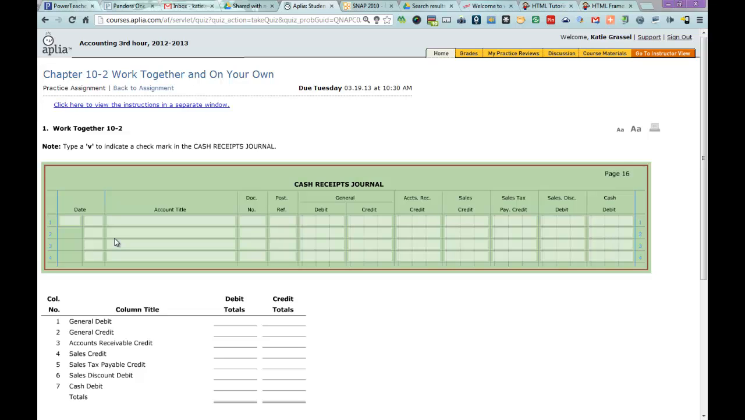So we have accounts receivable credit column. We don't have a debit column because we would not use this cash receipts journal if we were going to be debiting accounts receivable. We do have a sales credit column. We do have a sales tax payable credit column. And we also have a sales discount debit column. Now, sales is a revenue account. Okay? Revenue increases our owner's equity, so therefore it's going to have a credit normal balance.